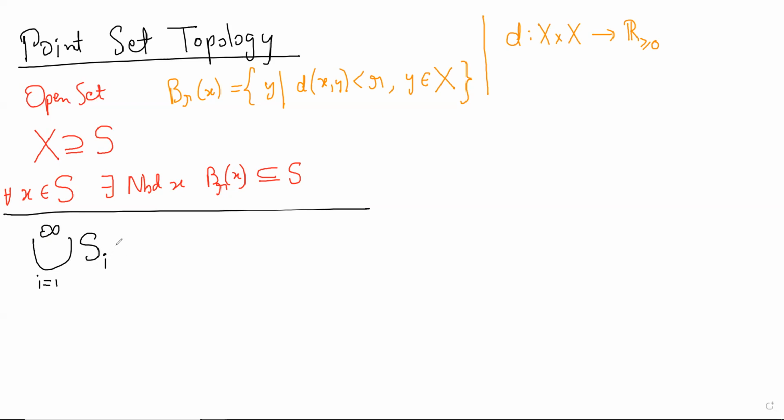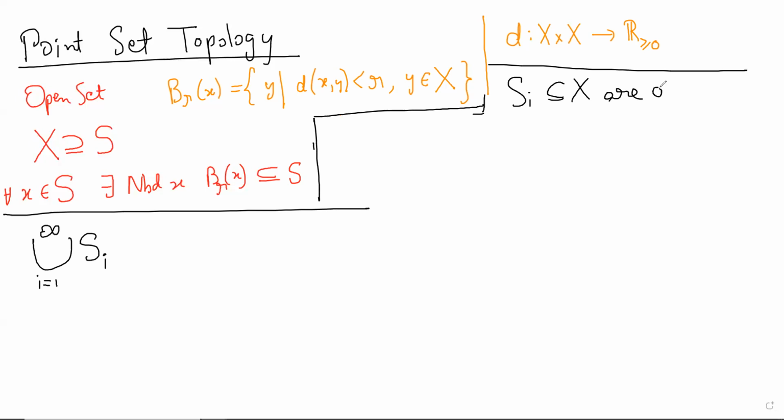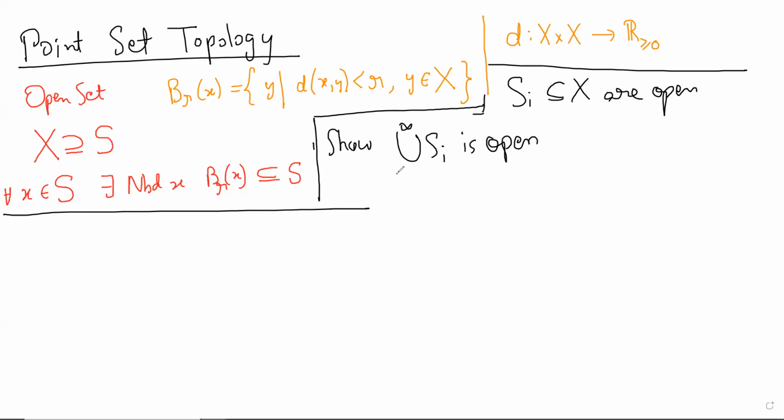Countable union. Okay, each S_i is open, so S_i in X are open, and we want to say that the union is also open. Why is this true? Let me think for one minute because I don't have the proof memorized.